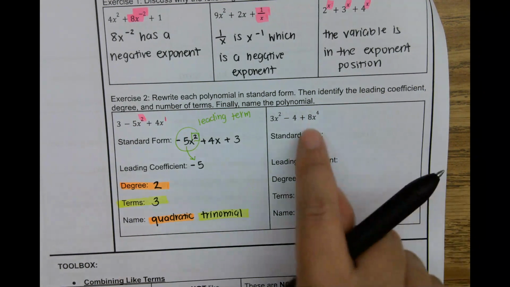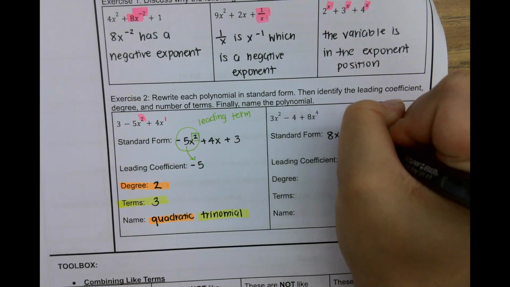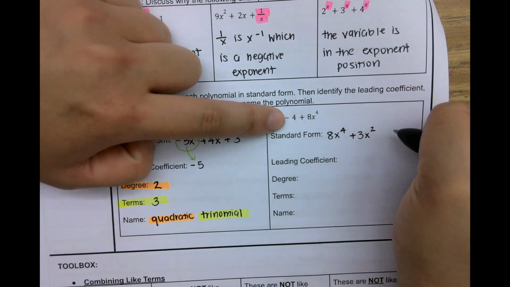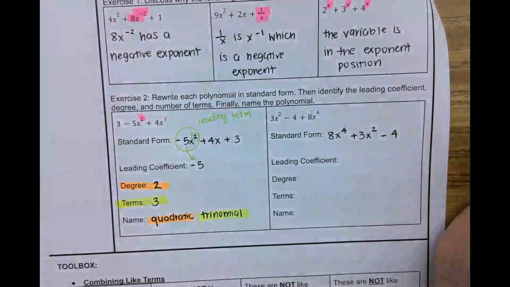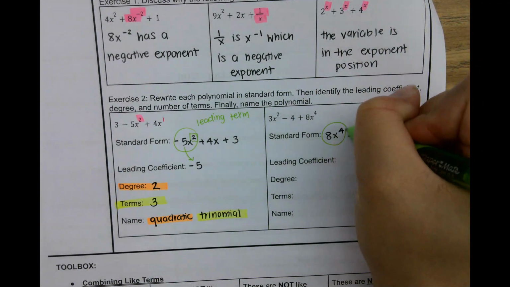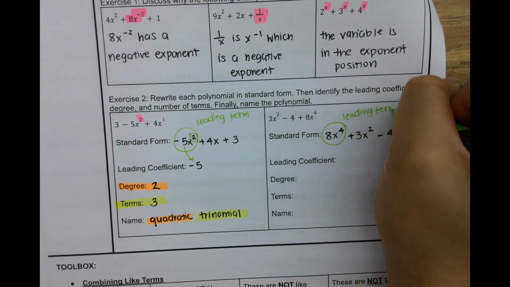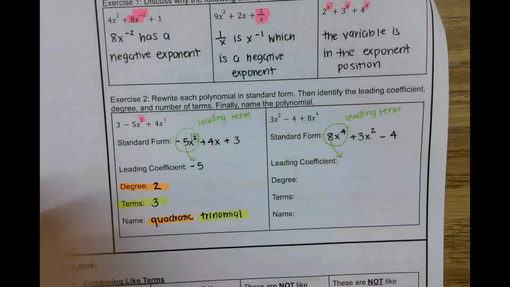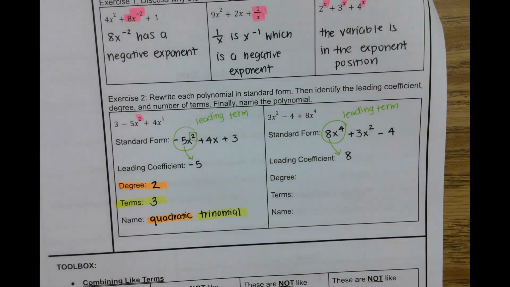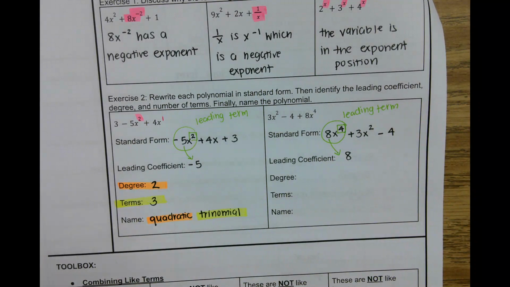Starting with my highest exponent, that's x to the 4th, so 8x to the 4th. Then it's the x squared. It's positive, so plus 3x squared. And then the one without the x. Once it's in standard form, the one in front is my leading term. From there, we get our leading coefficient. It's the number in front, the coefficient for that term, so that's an 8. The degree is based on the leading term, so here the degree is 4.